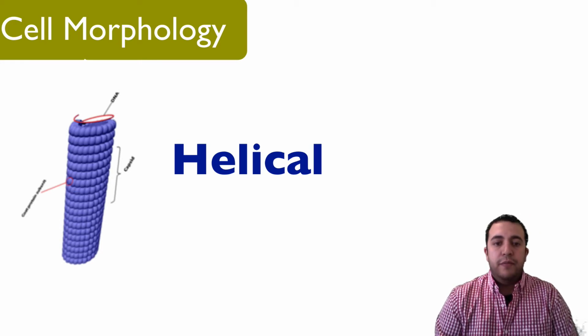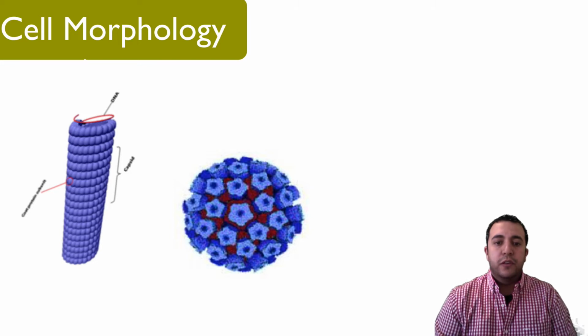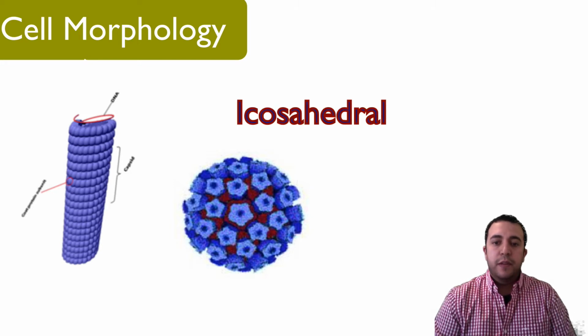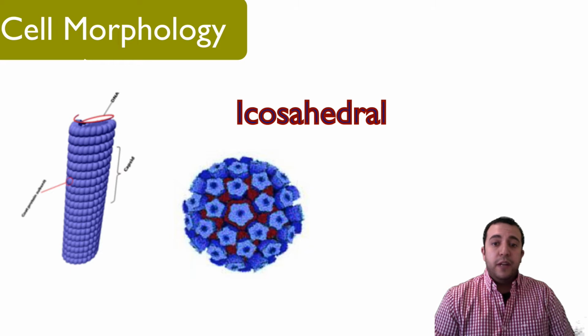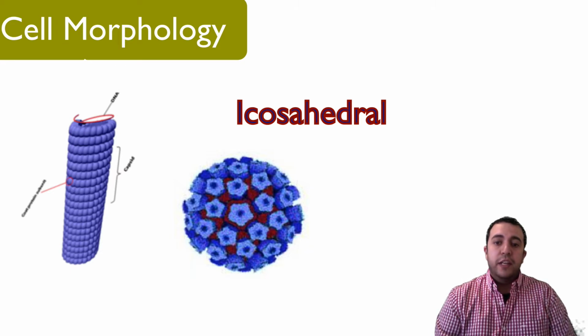The other shape of viruses is the icosahedral, or the near-spherical shape. They mostly infect animal cells, including human cells for sure. An example of that is the influenza or the HIV virus.